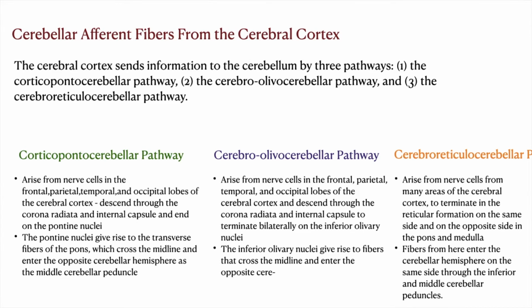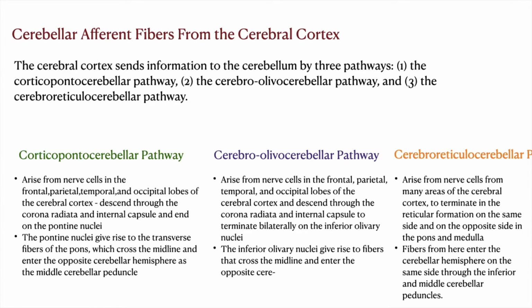The cerebellar afferent fibers from the cerebral cortex. The cerebral cortex sends information to the cerebellum by three pathways: the cortico-ponto-cerebellar pathway, in which axons arise from nerve cells in the frontal, parietal, temporal, and occipital lobes, and go down through the corona radiata and the internal capsule and end on the pontine nuclei. The pontine nuclei give rise to transverse fibers of the pons. These cross the midline and enter the opposite cerebellar hemisphere as the middle cerebellar peduncle.